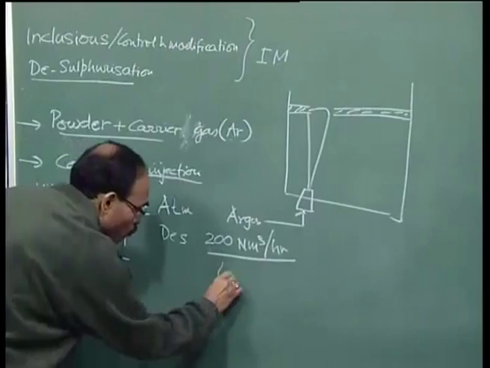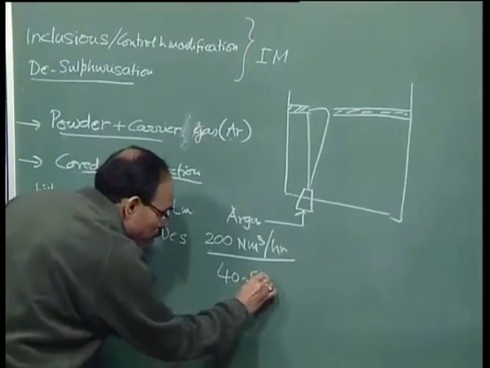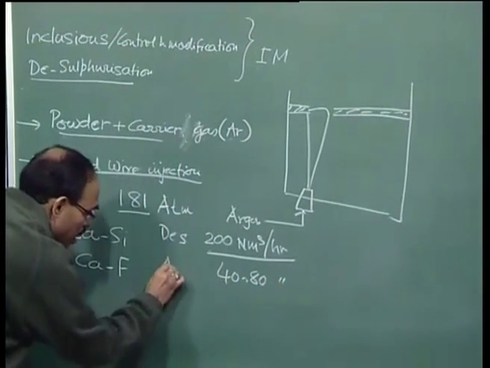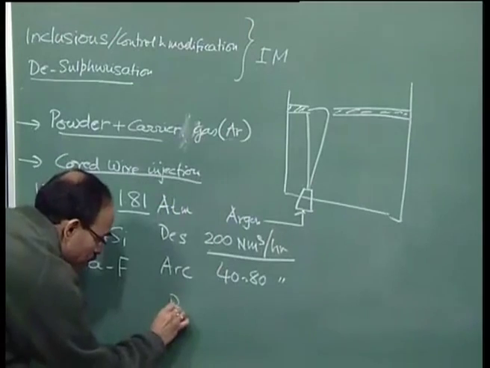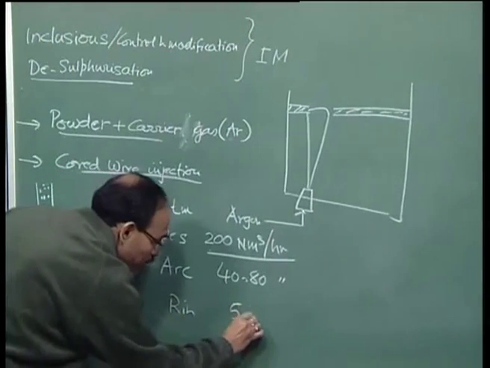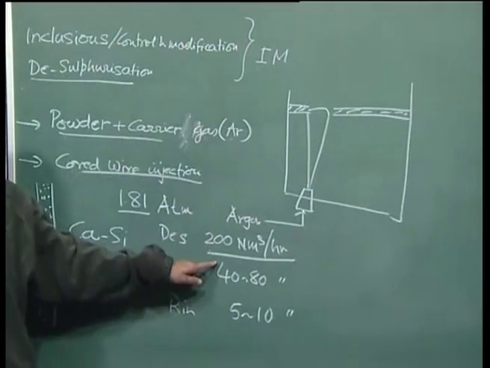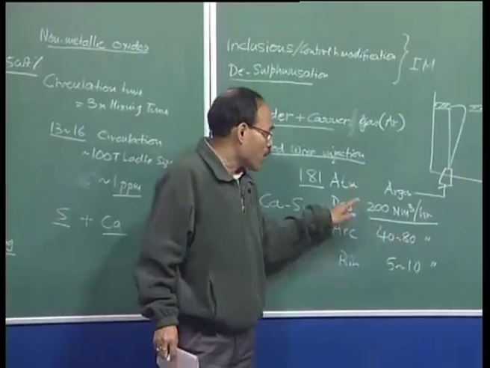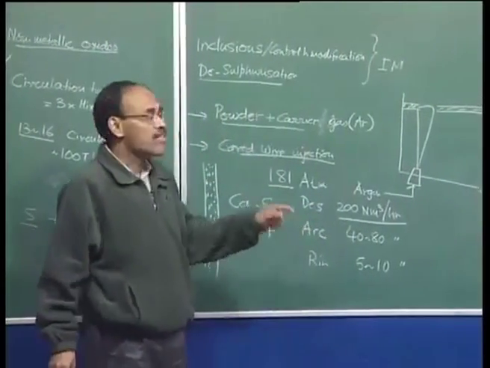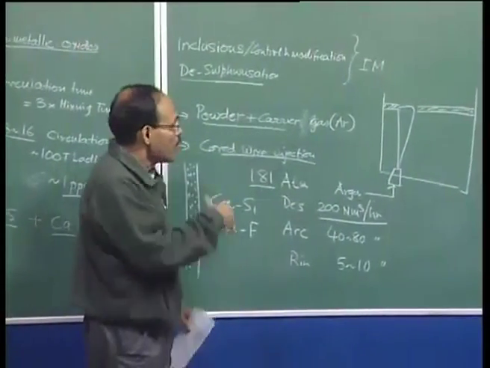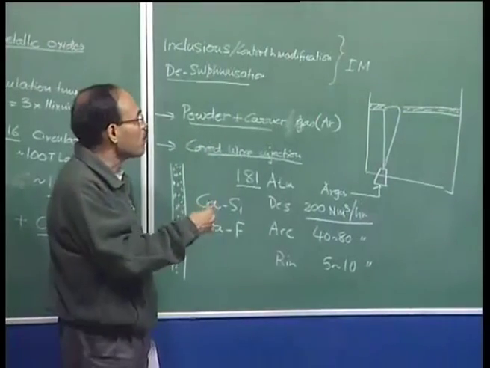Arcing, we are going to say 40 to 80 normal meter cube per hour, and rinsing, 5 to 10 normal meter cube per hour. So a significantly higher flow rate is used to desulfurize the bath. And as you all know, desulfurization is a slag metal reaction, so the surface area is going to be very, very important.